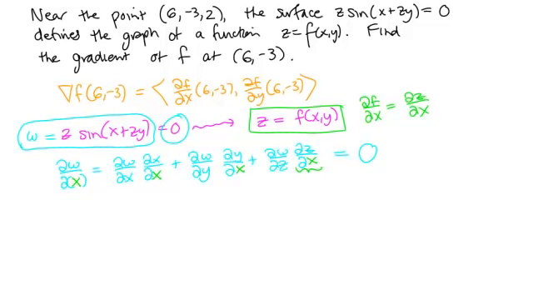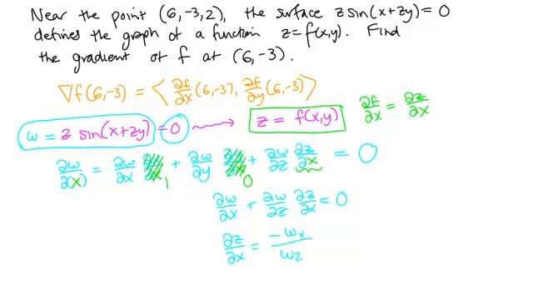Even better, the derivative of x with respect to x is just 1. And the derivative of y with respect to x, remember x and y are variables. If you take the derivative of y with respect to x, you should get 0, because y is a constant from x's point of view. And so this actually boils down to the equation, the derivative of w with respect to x plus the derivative of w with respect to z times the derivative of z with respect to x is equal to 0. Or if you'd like, the derivative of z with respect to x is equal to negative the derivative of w with respect to x divided by the derivative of w with respect to z.